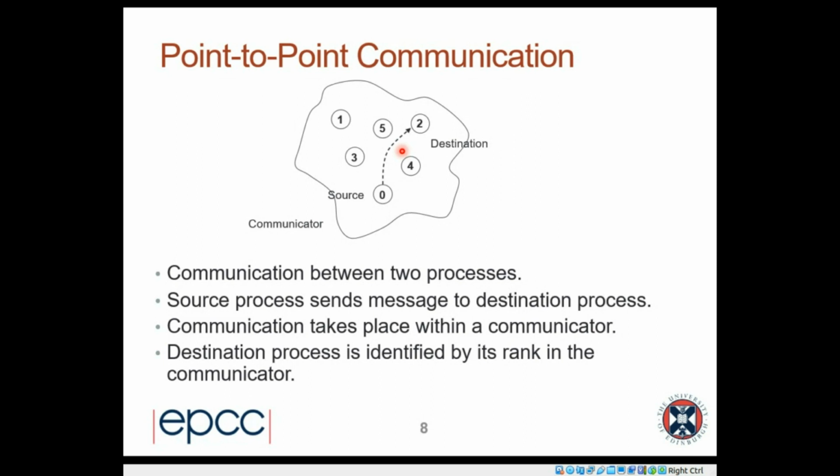The source process issues a send routine. The destination process has to issue a receive routine. The communication takes place within the communicator, and the destination process is identified by its rank in the communicator. So this rank is, as we said, we run a program here on 6 processes, so we know the ranks are numbered 0, 1, 2, 3, 4, 5.